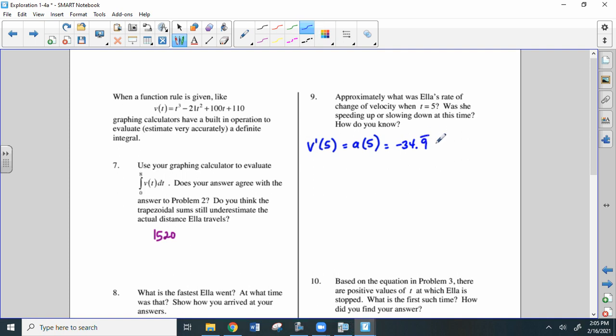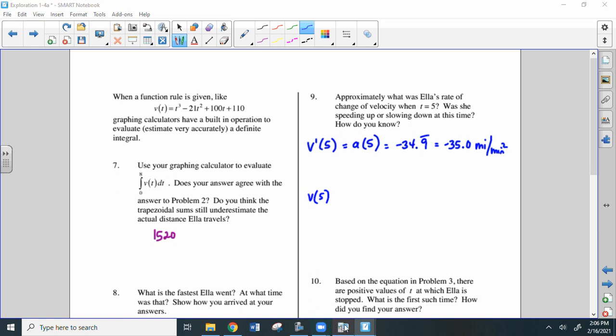Well, when you round to 3 decimal places, you are going to have to round up to negative 35.0, and that's acceleration, so that would be miles per minute squared, okay? And then I want to know, was she speeding up or slowing down at this time, and how do you know? Okay, so that's another review. How do I know if something is speeding up or slowing down at a specific time? Well, I need the acceleration at that time and the velocity at that time.